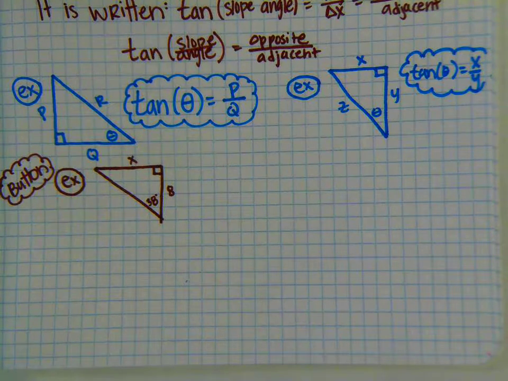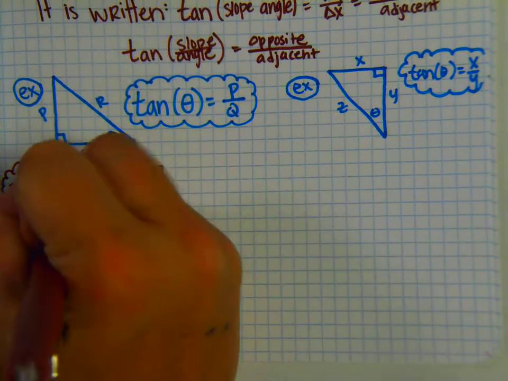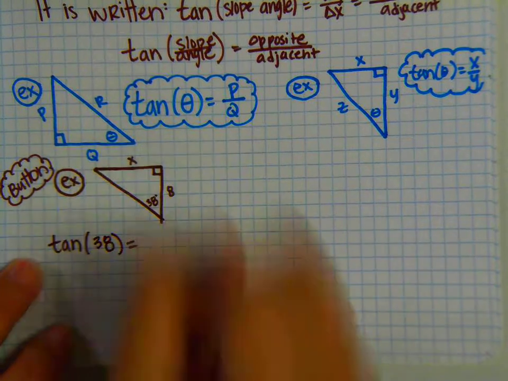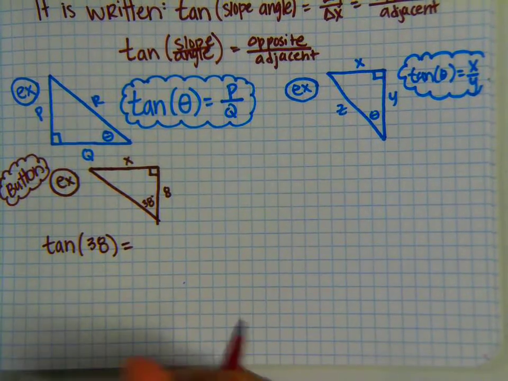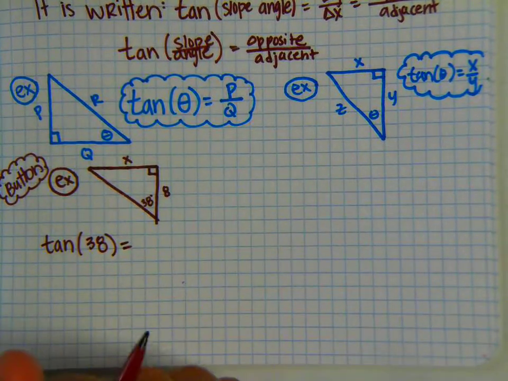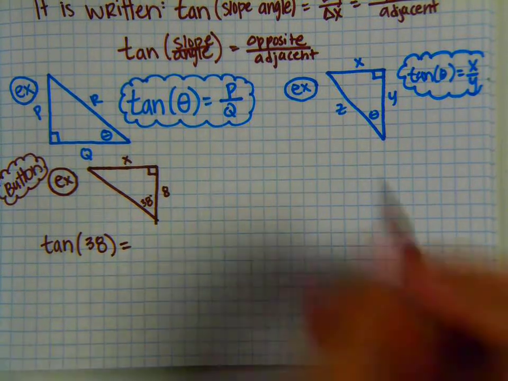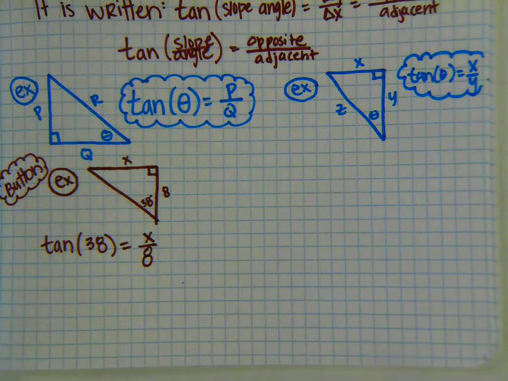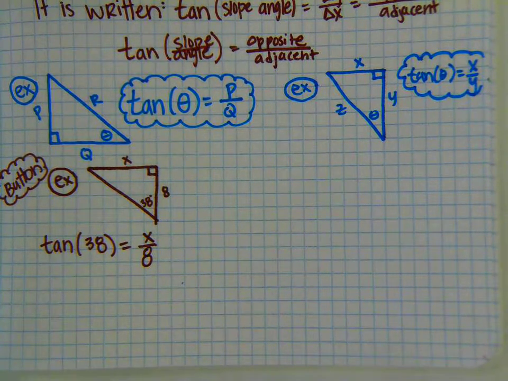So instead of writing theta now, what's my angle? 38. So I'm going to write tangent of 38 equals, I'm at 38. I want the opposite. Opposite's going to be x, and adjacent's going to be 8. So x over 8. Okay? If you can set that up, you'll get the answer right every time. You just have to set it up right.